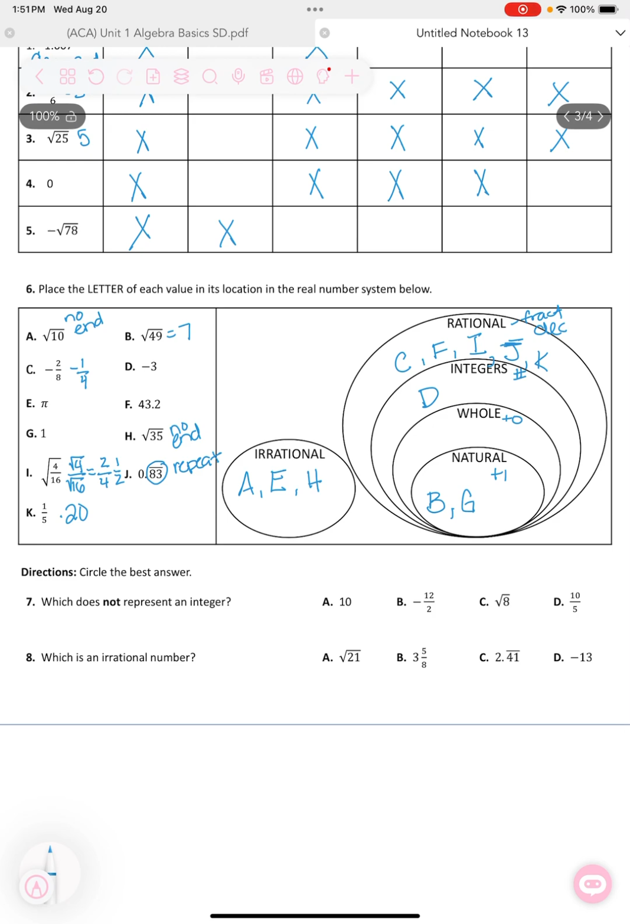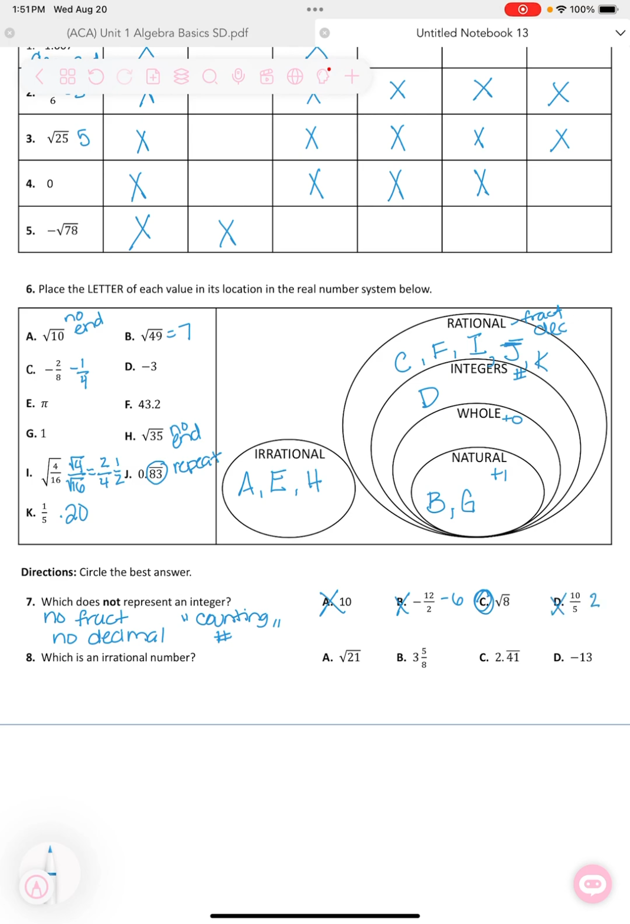All right, number 7. Which does not represent an integer. Okay, so integers, we're going to write this right below it, are no fractions, no decimals. And you could think of those as counting numbers. They are our counting numbers. Okay, so when we look at this, 10 is a counting number, so it's out. Negative 12 over 2 is negative 6, so it's out. The square root of 8 is not nice. It's going to give us a weird wonky decimal, so that's what we want. And then 10 over 5 is 2, so that one's also out.